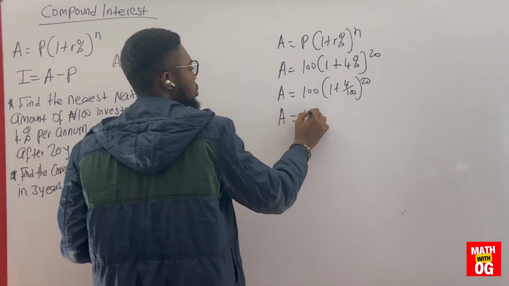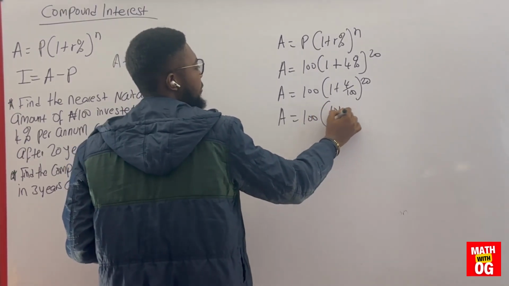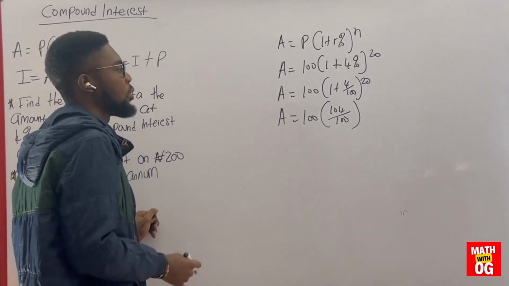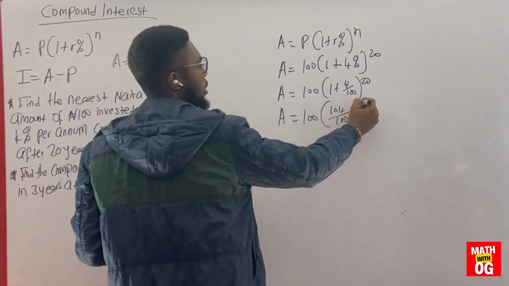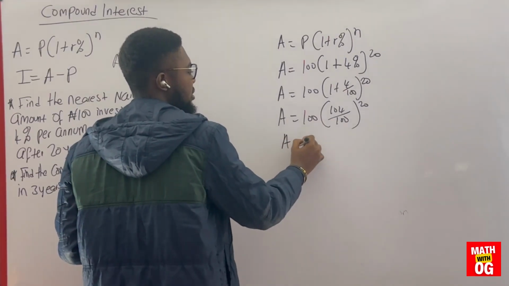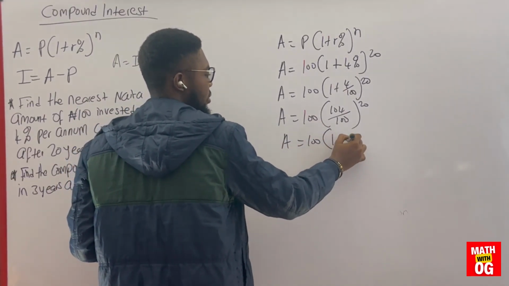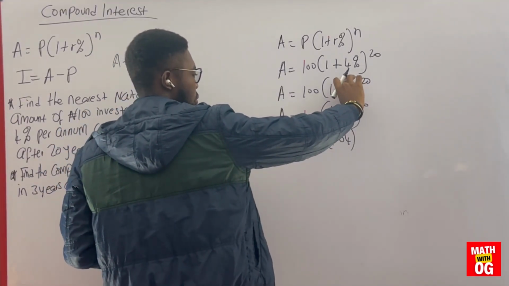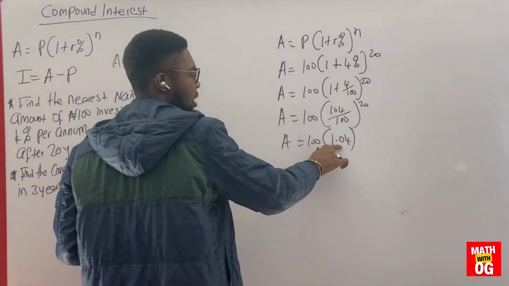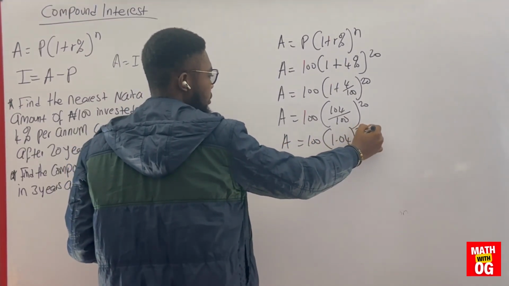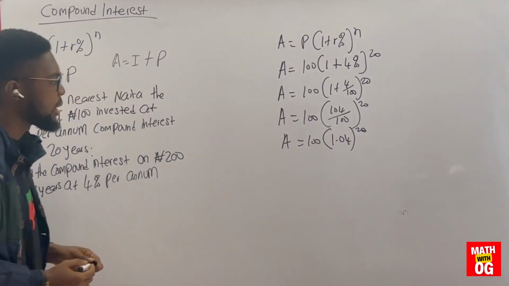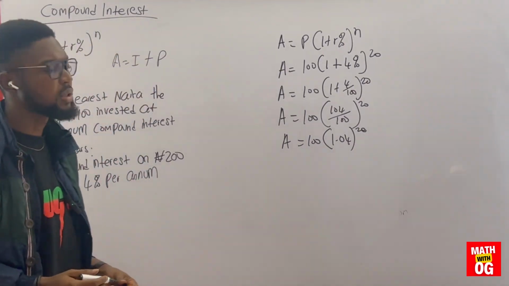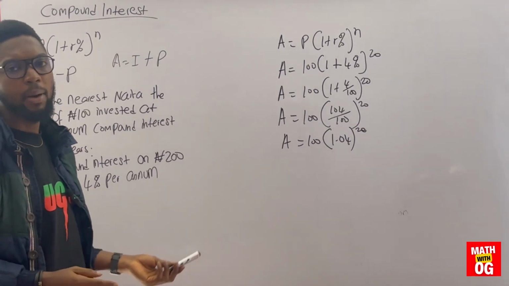So my A is equal to 100 into 1 plus 4 over 100 raised to the power of 20. My A is equal to 100 into 104 over 100, that is, if I do 1 plus 4 over 100, it should give us 104 over 100 raised to the power of 20. So my A is equal to 100 into 1.04, that's 104 over 100, or you can do 0.04 plus 1 to give you 1.04, raised to the power of 20. I'm not with my calculator here, so you can do that on your own: 1.04 raised to the power of 20. After getting the answer, you multiply by 100.